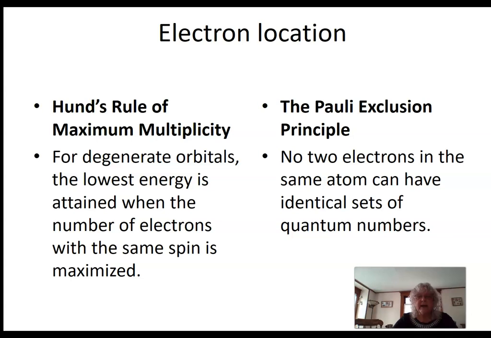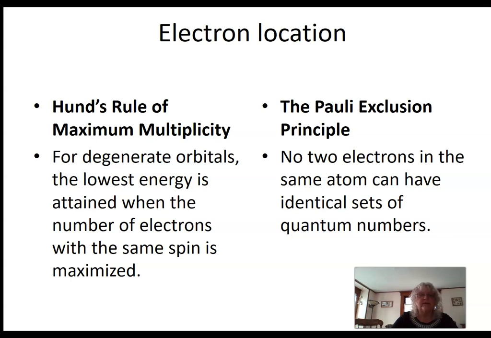So we've already kind of used these rules, but these are the rules that govern the placement of electrons into orbitals. So the first one is called Hund's rule of maximum multiplicity. And this says for degenerate orbitals. Now what that means, when I say it's a degenerate orbital, is that they take the same amount of energy to get into.